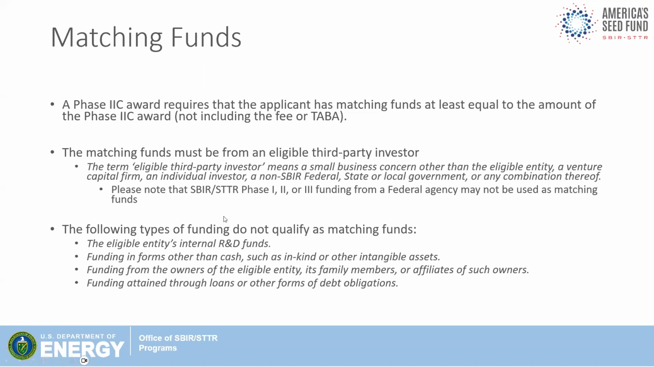I did want to point out that to be an eligible third-party investor, it is limited to the following: a small business concern other than the applicant, essentially. So your small business cannot provide the matching funds. It can come from another small business. It can come from a venture capital firm. It can come from an individual investor, and it can come from a government source, but it can't come from an SBIR government source, and that includes phase 1, phase 2, and phase 3. Or any combination of the above is fine. So that is very important.